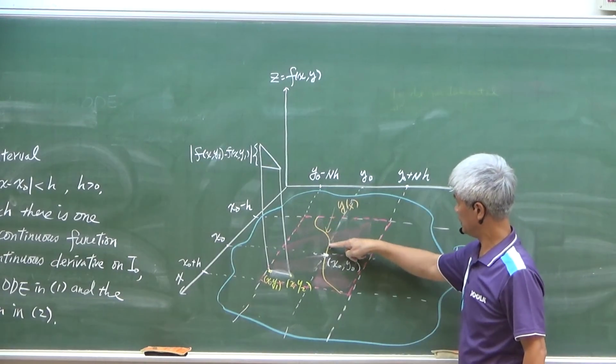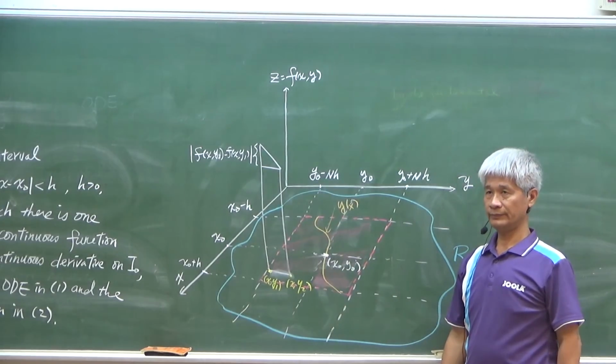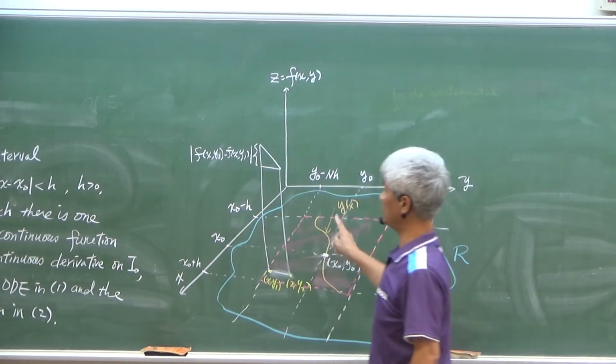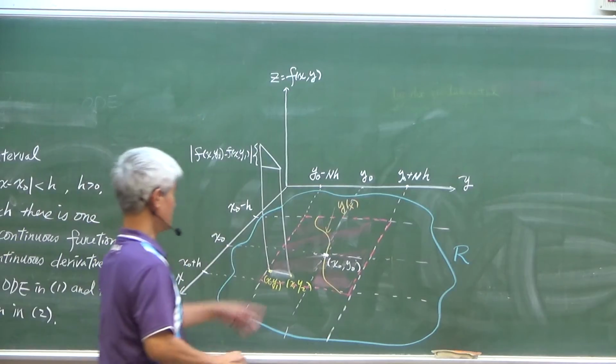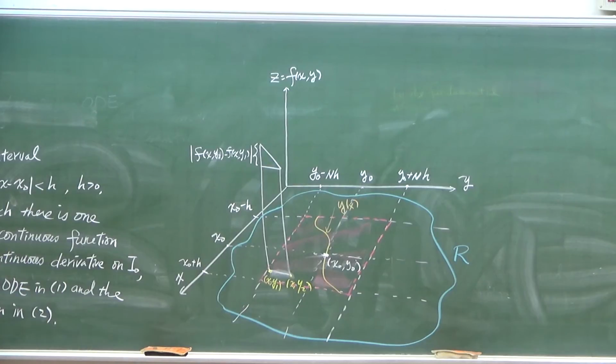So this is our solution, and this solution is unique. We have one and only one solution, and this solution is continuous and has continuous derivative. Do you have any questions about the picture? Any questions? This is the general idea.